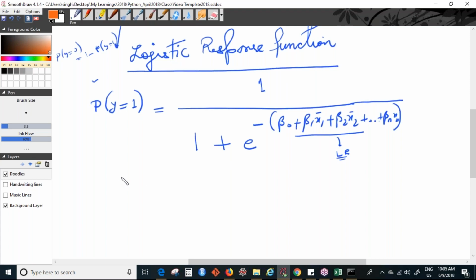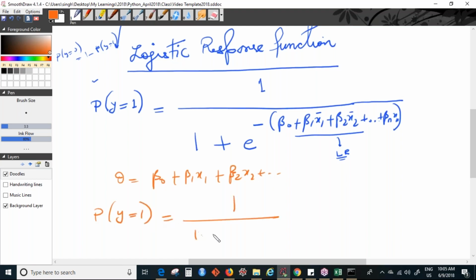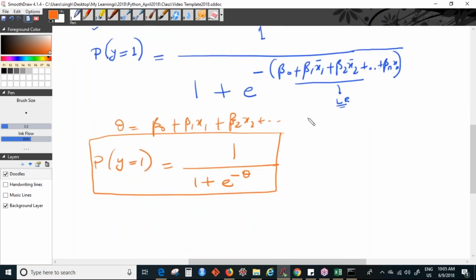Okay, so if I represent theta as the linear regression line, then your logistic response function will look like this: 1 over 1 plus e to the power minus theta, where theta is the linear regression line. Now I said that the output of this will always be between 0 and 1. Let us prove that.